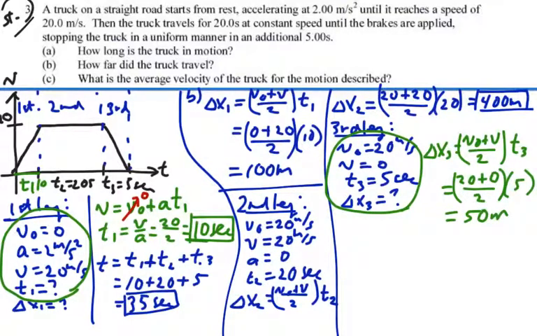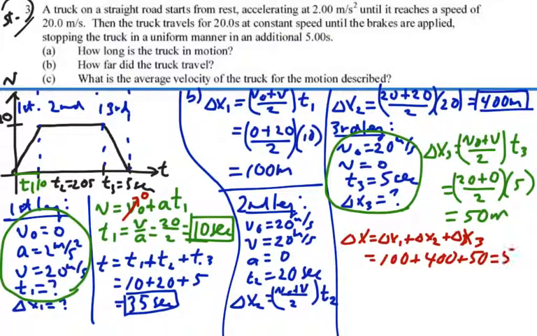So our total displacement for this whole trip is displacement 1 plus displacement 2 plus displacement 3. Which is going to be 100 plus 400 plus 50, 550 meters. Try to fit everything on this page. So, how far did the truck travel? 550 meters. How much time did it take?